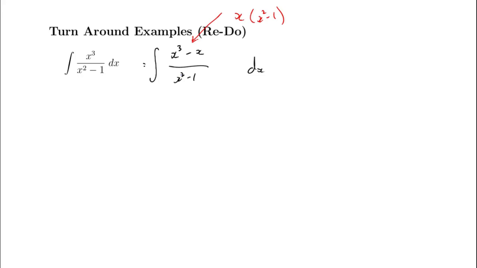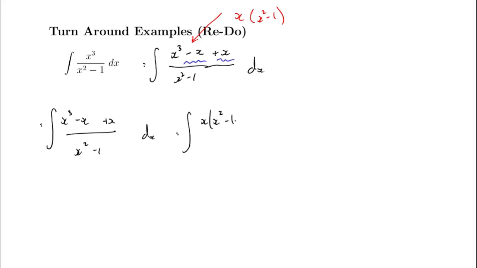But wait a second. I can't just subtract x. But I can if I add it as well. Ooh, here we go. We're getting a little tricky now. So what I'm going to do is just subtract x and add x here. And the reason I'm going to do that is because I want to factor and get x squared minus 1 in the numerator as a factor. Now, I can only kind of do that. So again, I'm going to write this as x cubed minus x plus x all over x squared minus 1 dx so that I can factor out an x from the first two terms like this.